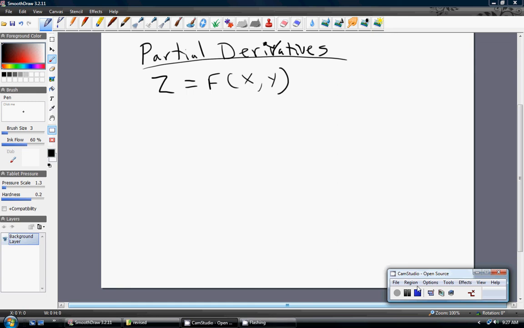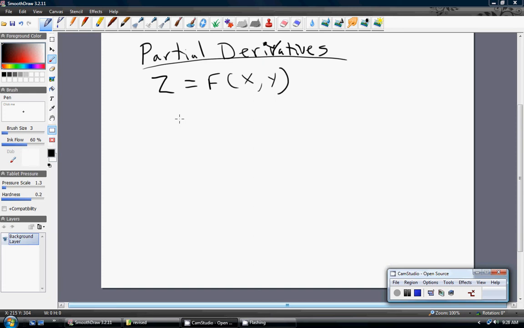In this short little video, I will review the concept of the partial derivative. With partial derivatives, we have some function z, which has two right-hand side variables, in this case x and y. The partial derivative of z with respect to x measures the rate of change of z with respect to x while y is held constant.